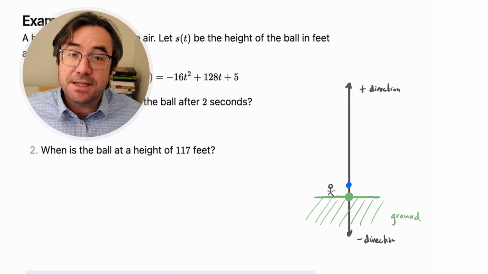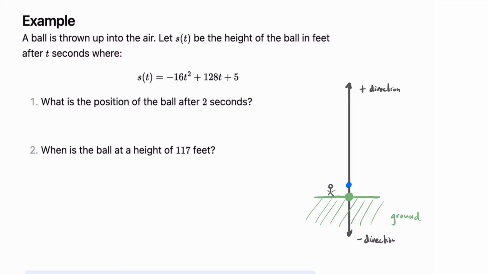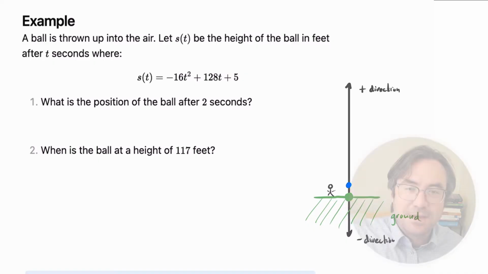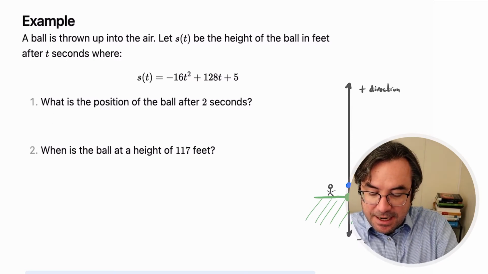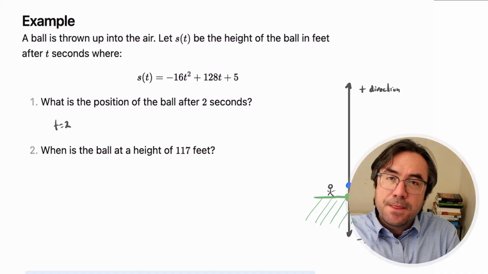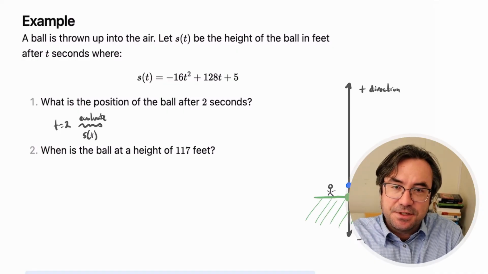All right, so let's answer the first part of this. We want to know what is the position of the ball after 2 seconds. So we're throwing the ball up, we count to 2, and then we want to know where our ball is. How high up is our ball? The way we can answer this with the position function is we take t equals 2 and plug it into the position function. We're going to evaluate our position, s of t.